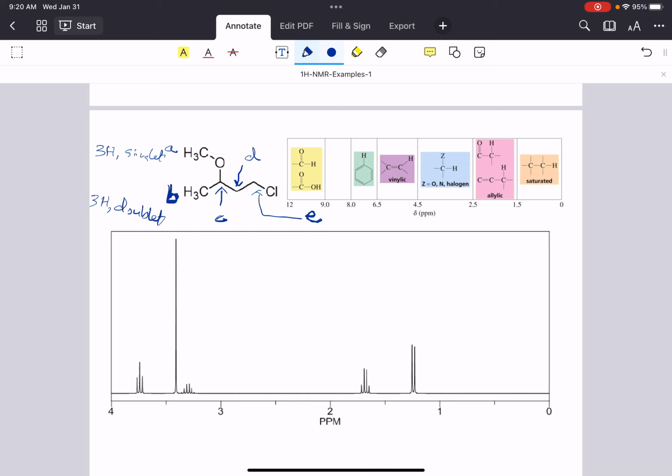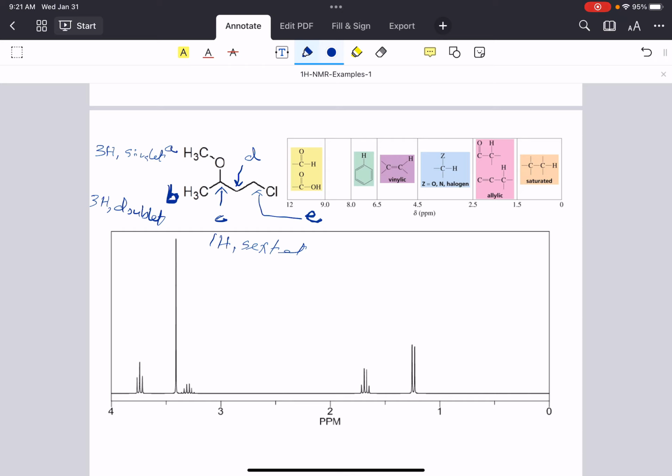Carbon C should have a complex splitting, right, because I get 1 signal for that CH plus 3 neighbors on the left and 2 more neighbors on the right. So the N plus 1 rule gives me 1 signal plus 5 neighbors. I would expect this to integrate to 1 hydrogen and appear as what we would call a sextet, so 6 little peaks.